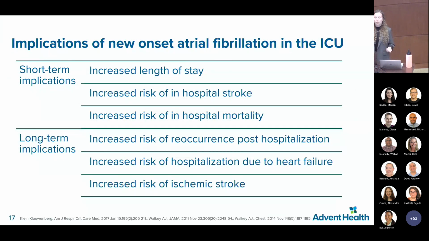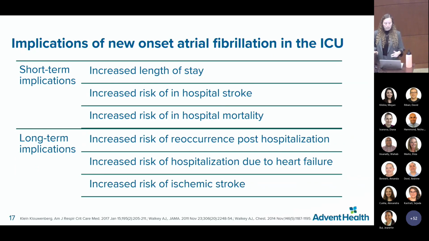So we know that there is a high risk for atrial fibrillation in our critically ill patients, but why do we care? What are the implications of this AFib in this setting? Short-term implications can include a fourfold increase in the risk for hospital embolic stroke, an overall increase in ICU length of stay by about 3.5 days, and a 7% increase in the risk of hospital mortality. These implications, however, are not limited to the acute setting, and we also see long-term implications, including a recurrence rate of around 50% in these patients within the first year after hospital discharge. After hospital discharge, these patients are also at an increased risk for hospitalizations due to heart failure and ischemic stroke.